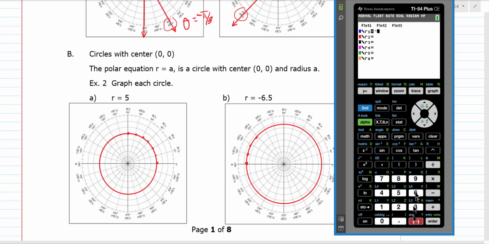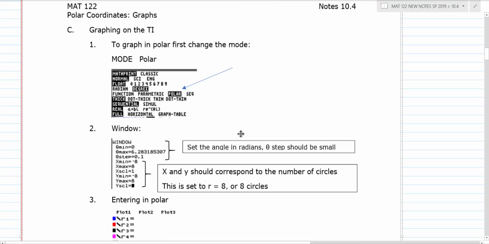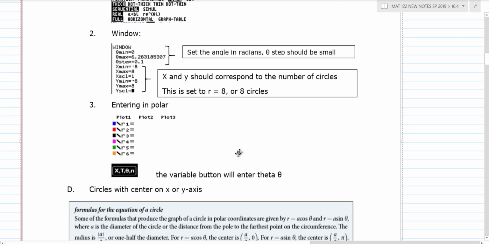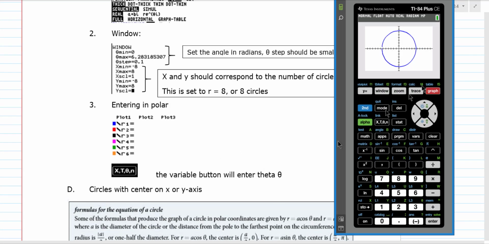Same thing on the next problem. You go -6.5, put that in. It'll kind of look like that. Sometimes it'll leave a little gap in there. That's not intentional. It's just the way the calculator crunches that out. So you can put in polar graphs if you get everything set up this way. And then this variable button, when you press it, just gives you theta, see? So now that you're in polar mode, it's going to give you an angle theta.